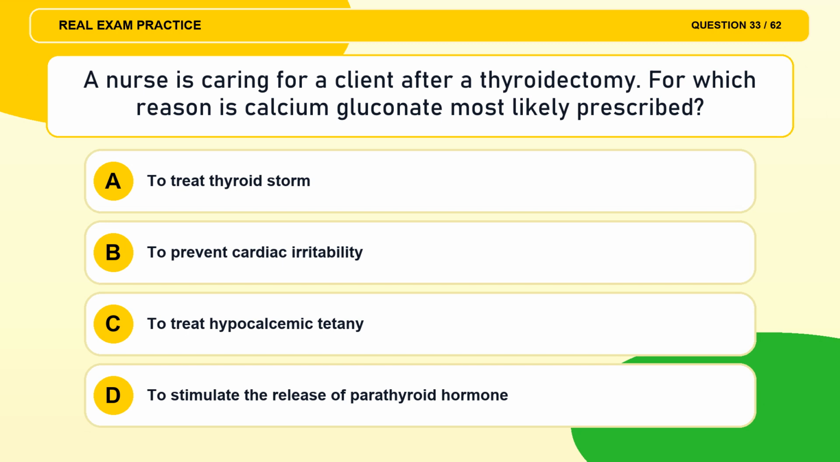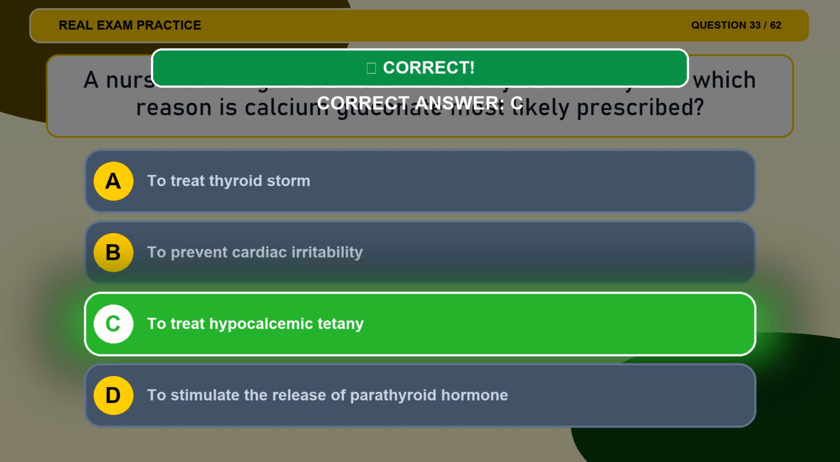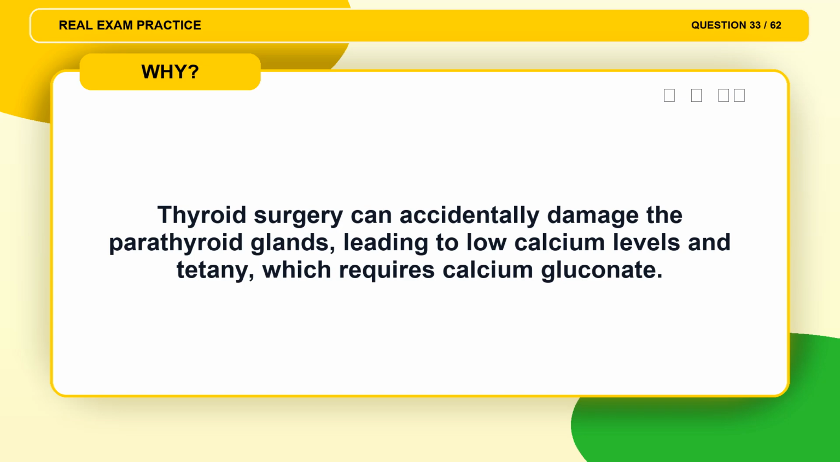Question 33. A nurse is caring for a client after a thyroidectomy. For which reason is calcium gluconate most likely prescribed? Option A, to treat thyroid storm. Option B, to prevent cardiac irritability. Option C, to treat hypocalcemic tetany. Option D, to stimulate the release of parathyroid hormone. The correct answer is Option C, to treat hypocalcemic tetany. Thyroid surgery can accidentally damage the parathyroid glands, leading to low calcium levels and tetany, which requires calcium gluconate.